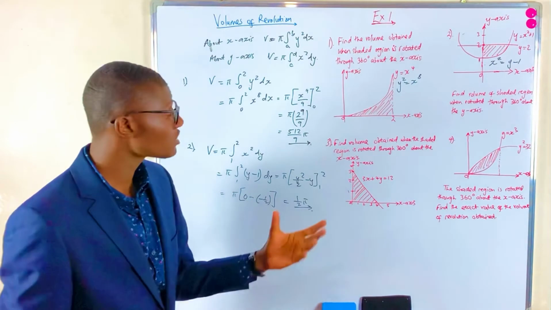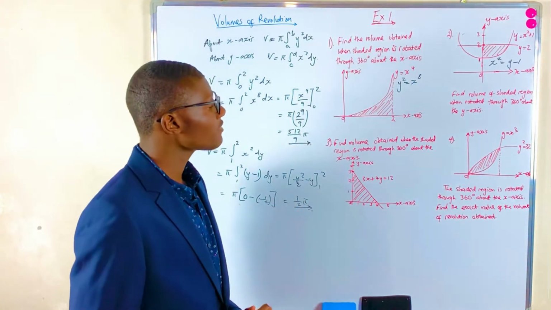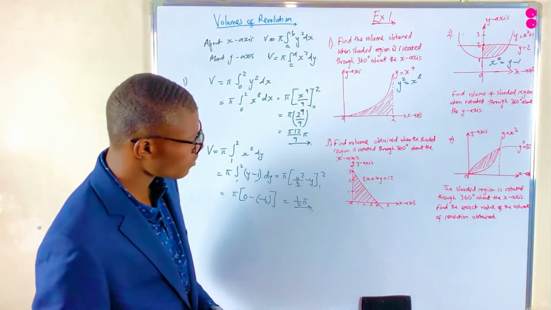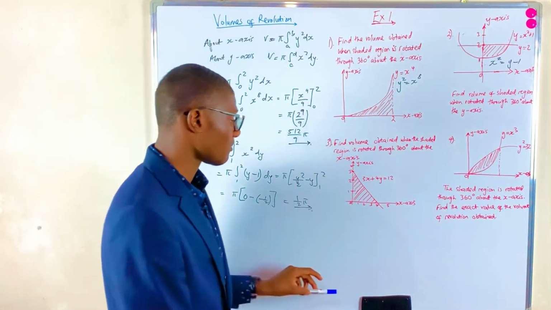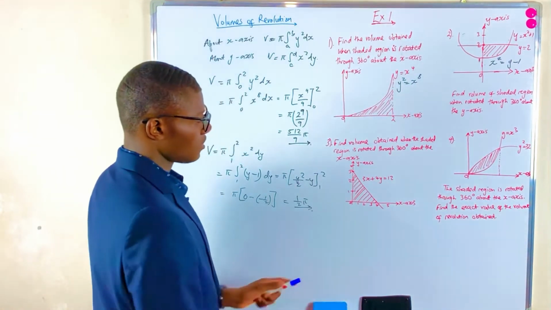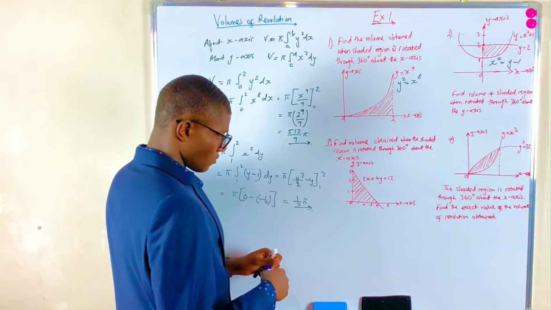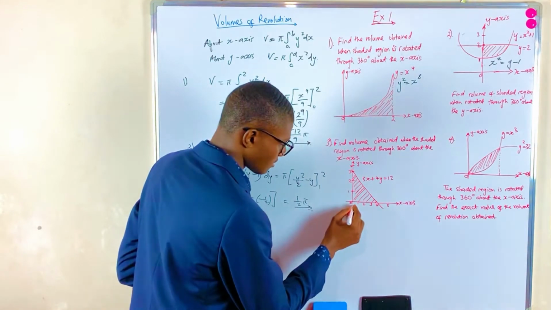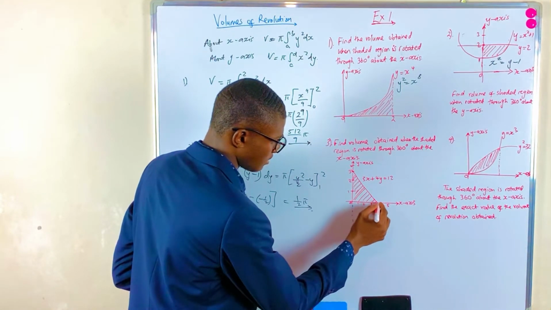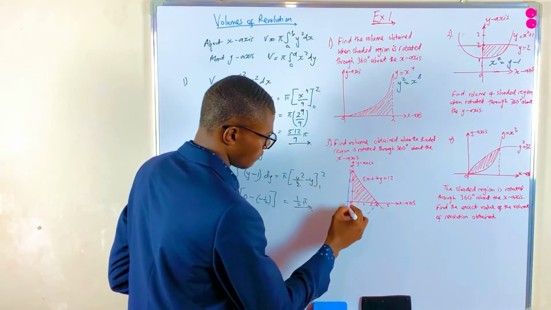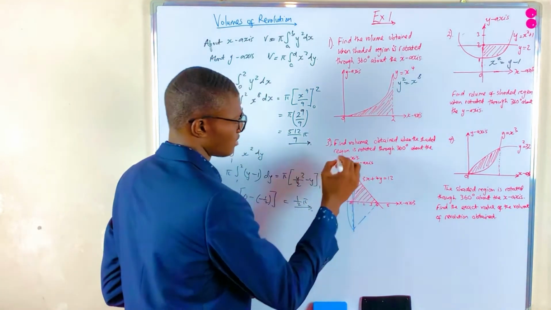Then now moving on to number 3. Number 3 says find the volume obtained when the shaded region is rotated through 360 degrees about the x-axis. So about the x-axis, we more like form a cone, because we're going to have something like this. This will extend here. Then we have something like that. Then we have a cone like that.